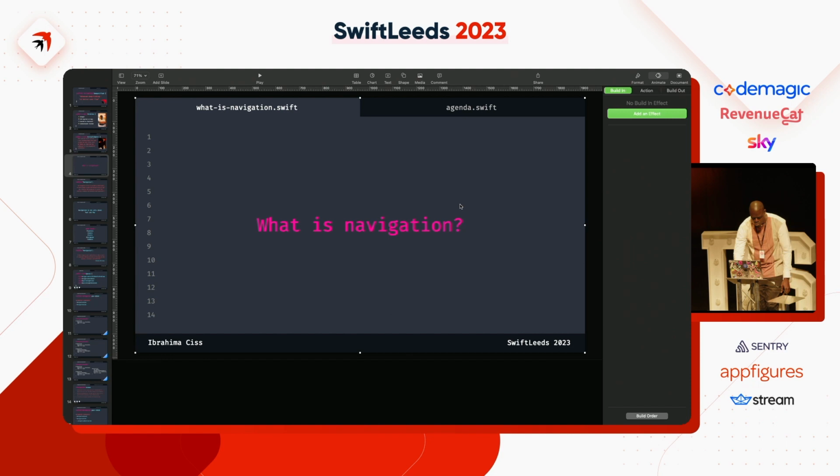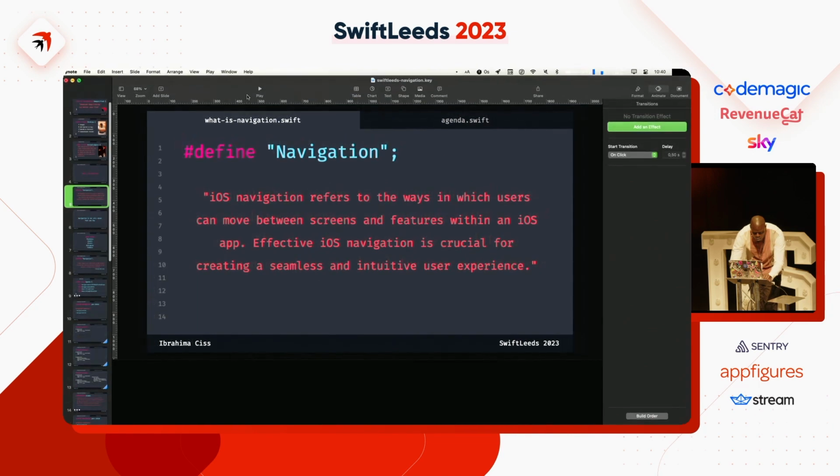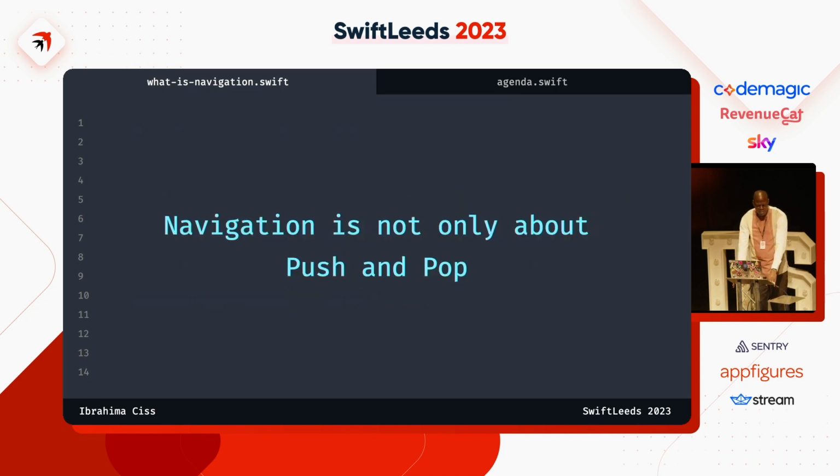iOS navigation refers to the ways in which users can move between screens and features within your app. And an effective iOS navigation is crucial for creating a seamless and intuitive user experience. I think that we all know this, right? But navigation is not only about push and pop. In iOS, we have a UINavigationController. Even the name says that it is a navigation thing, right?